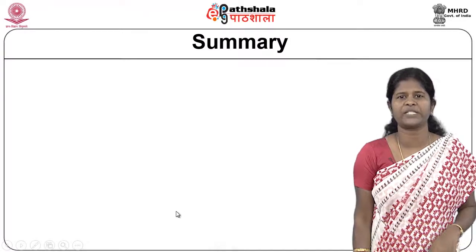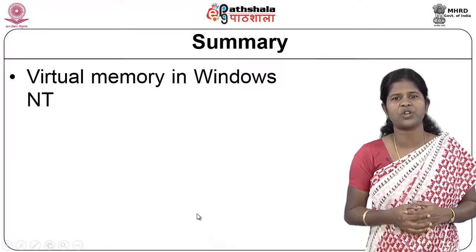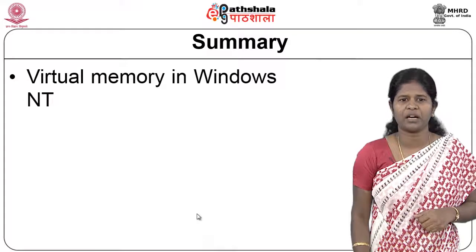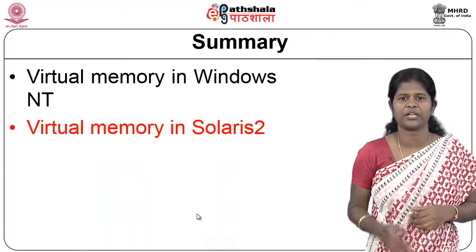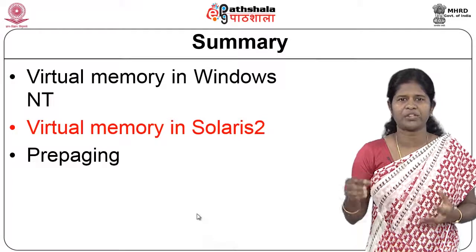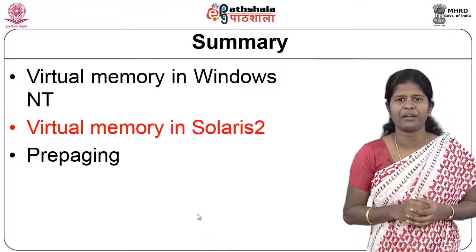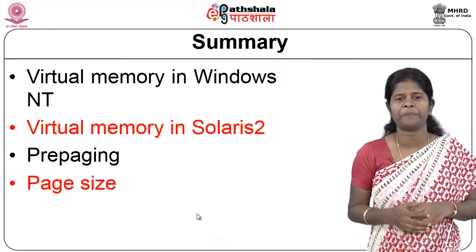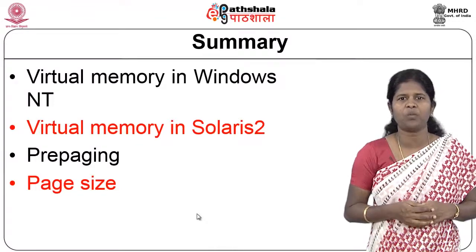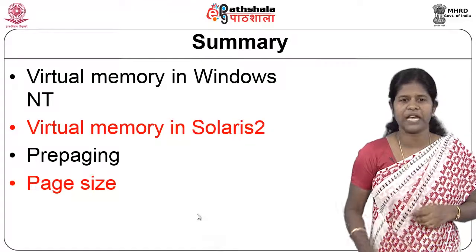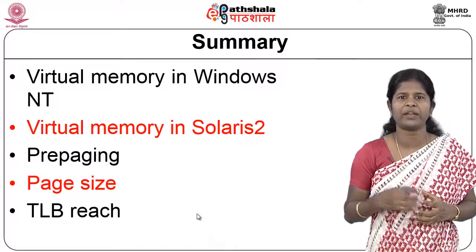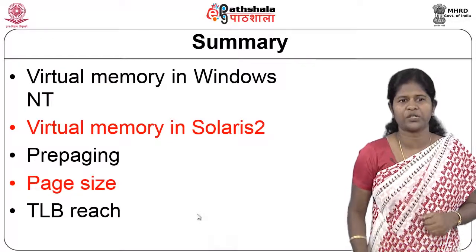So, summarizing what we have seen in this module, we first understood how virtual memory is implemented in Windows NT, and then we learned how virtual memory is implemented in Solaris 2. Then we learnt about pre-paging, where you try to bring in a set of pages into the main memory rather than bringing only the page that is required. Then we saw how page sizes can be large or small, and what the implications of having different sizes of pages are. And then we understood what is meant by TLB reach, how much memory can be accessed by just looking into the contents of the TLB.